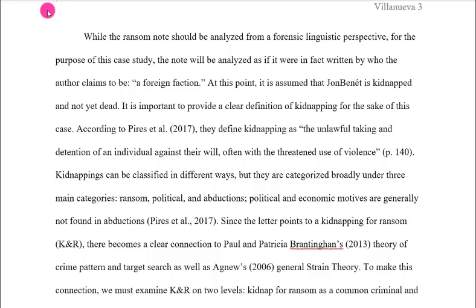Okay, so with this, I'm going to highlight the different points for comma usage, and this particular page provides a good combination of all of the comma usage that we talked about in the video. Right away, you'll notice the word "while" here. With starting the sentence with "while," I already know that I'm going to need a comma after this phrase. So here I have, "While the ransom note should be analyzed from a forensic linguistic perspective, comma, for the purpose of this case study, comma, the note will be analyzed as if it were in fact written by who the author claims to be, a foreign faction."